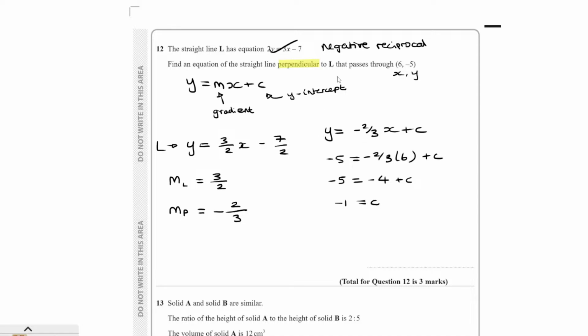Once you found out those two bits, the m and the c, you just have to write the whole answer, don't you? So y equals minus 2/3 x minus 1. That would be the equation of that straight line.